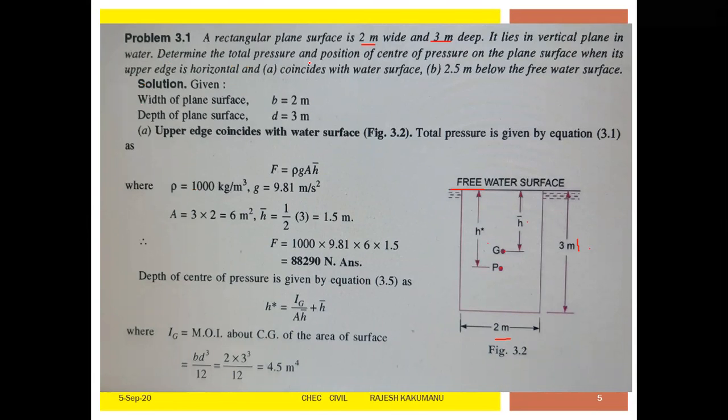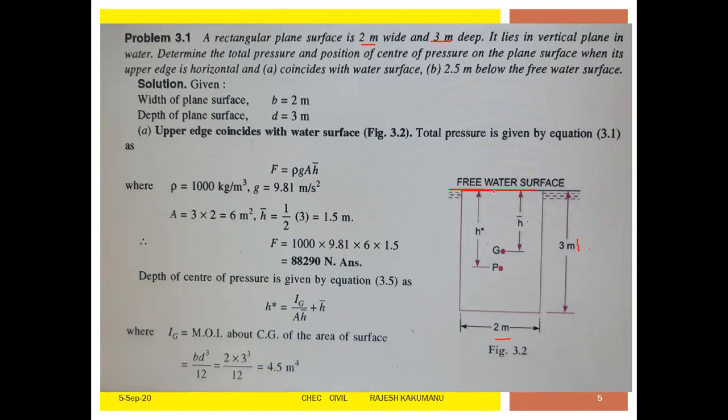Determine the total pressure and the position of center of pressure. So determine the total pressure P and the position of center of pressure on the plane surface when its upper edge is horizontal. So the upper edge is this one. The upper edge is horizontal and coincides with the water surface.